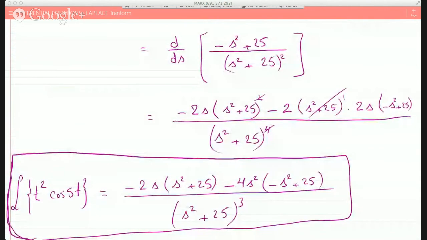Okay? Questions on what I did and how to illustrate the use of this theorem?